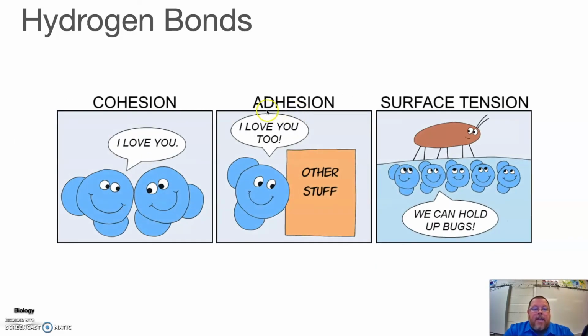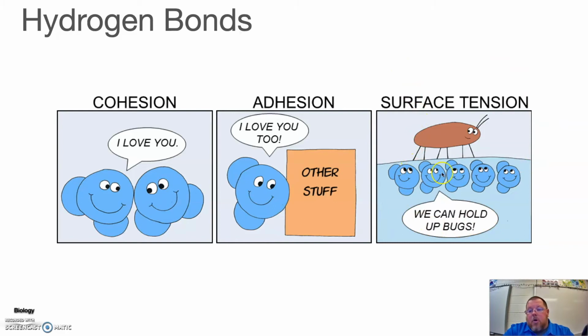And then lastly, again, cohesion and adhesion. This is just going to give you an idea of what's going on. So you've got cohesion, where you've got two like molecules together. Adhesion is two unlike molecules. And then the last thing here is surface tension that is created because of this.